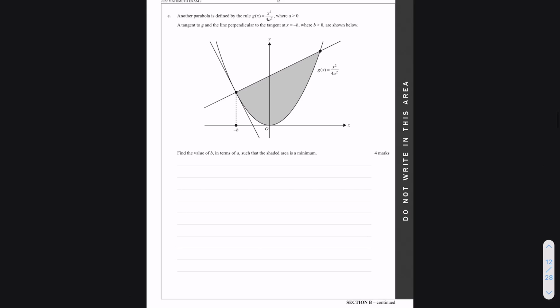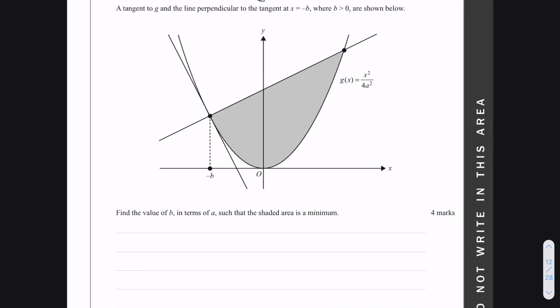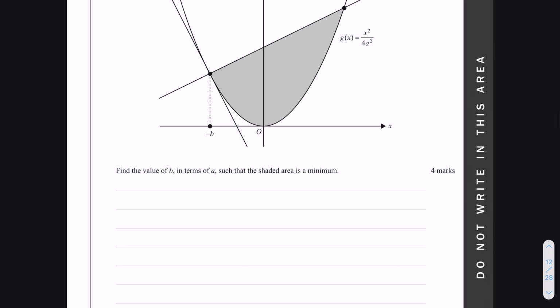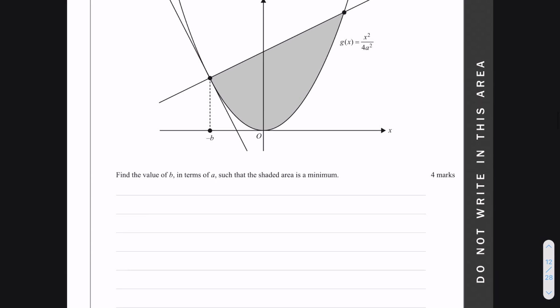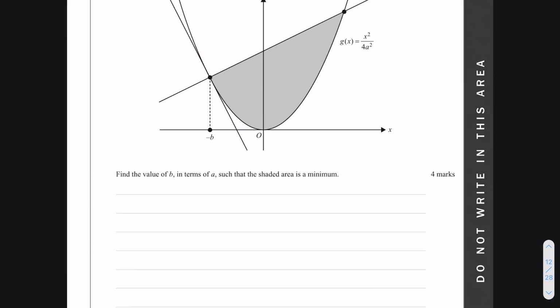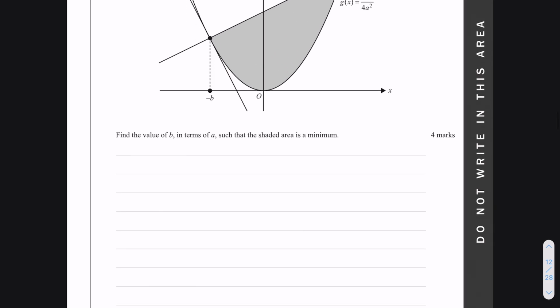Okay, another parabola is defined by the rule g of x equals x squared over 4a squared. A tangent to g and the line perpendicular to the tangent at x equals -b are shown below. Find the value of b in terms of a such that the shaded area is a minimum. So this is pretty much the exact same process as the other one, except we have a lot more variables now. So we want to find the equation of the normal at x equals -b.